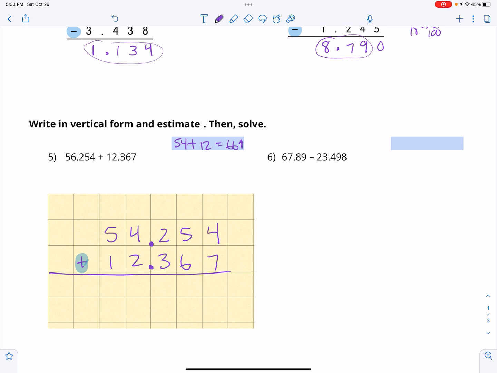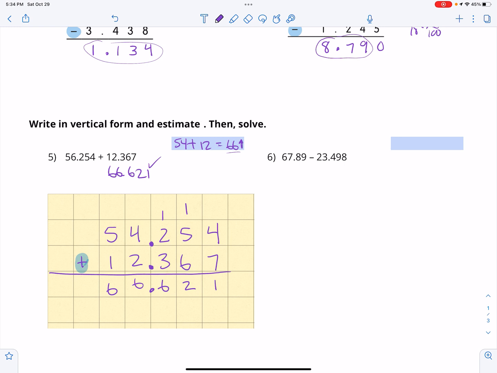4 plus 7 hundredths is 11 hundredths, or those are thousandths, apologies. 4 plus 7 is 11. 1 plus 5 plus 6 is 12. 1 plus 2 plus 3 is 6. 4 plus 2 is 6. And 5 plus 1 is 6. So my answer is 66 and 621 thousandths, which, if I look at my estimation, looks pretty good.